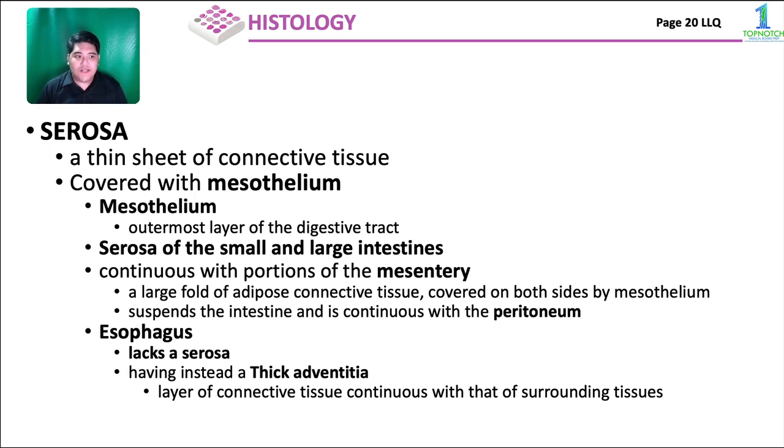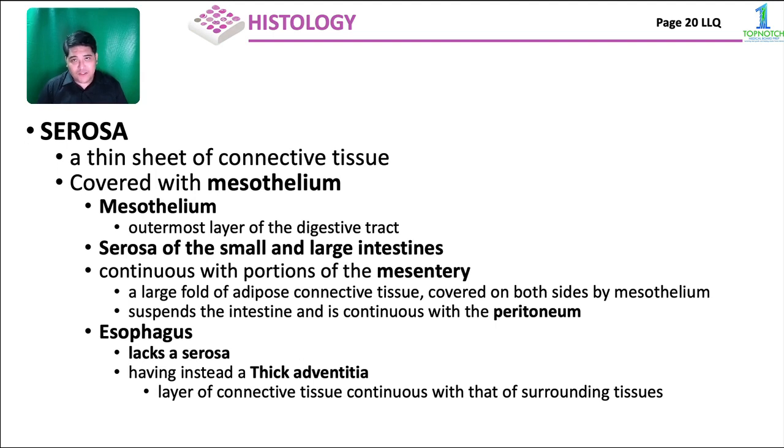Now, yung outermost layer is your serosa. Okay, this is a thin sheet of connective tissue. Again, cavity covered with mesothelium. Ang mesothelium ngayon ang outermost layer ng ating digestive tract. Okay? Pero ang serosa of your small and large intestine, they are continuous with the portion of your mesentery. Ano yung mesentery? Ayan yung large fold of your adipose connective tissue that covers your intestinal organs. It has your mesothelium. Okay? And it is continuous with the peritoneum.